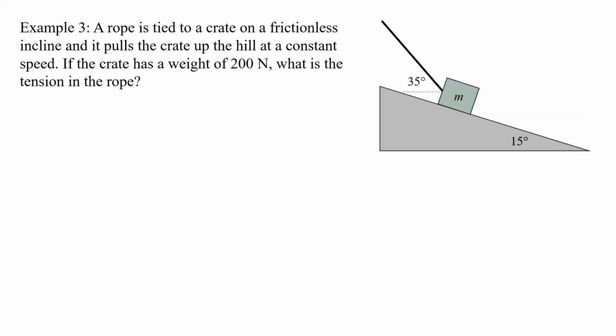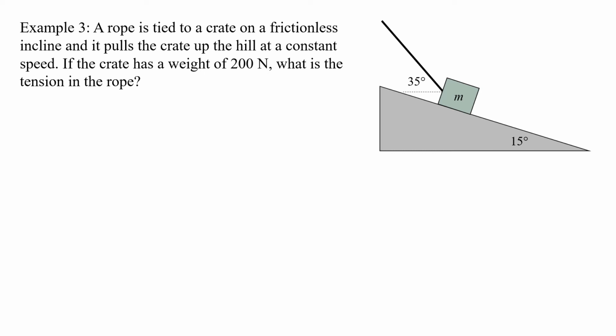All right, let's look at one more inclined plane problem that's slightly more complicated. So the situation here, we have a rope tied to a crate on a frictionless incline, and the rope is pulling the crate up along the hill at a constant speed. We're given that the crate has a weight of 200 newtons, and the hill is inclined to the horizontal at 15 degrees. So again, it's moving up the hill at a constant speed.